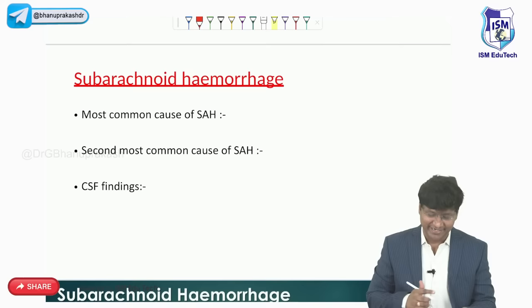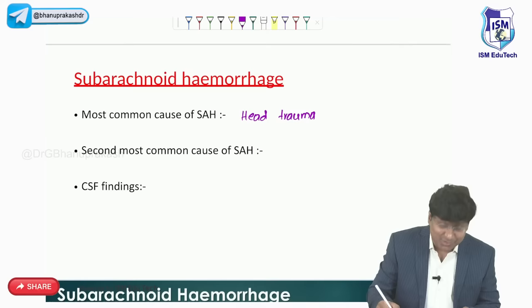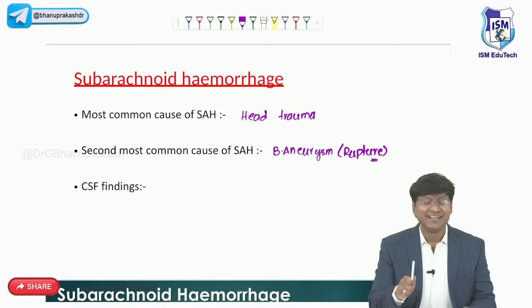And you should know what is the most common cause of subarachnoid hemorrhage. The most common cause of subarachnoid hemorrhage will be head trauma. And can anyone tell me what is the second most common cause? The second most common cause is the rupture of Berry aneurysms. Right? Rupture of the Berry aneurysms. And what is the most common site of Berry aneurysm? The most common site of Berry aneurysm will be at the junction of anterior cerebral artery with the anterior communicating artery.